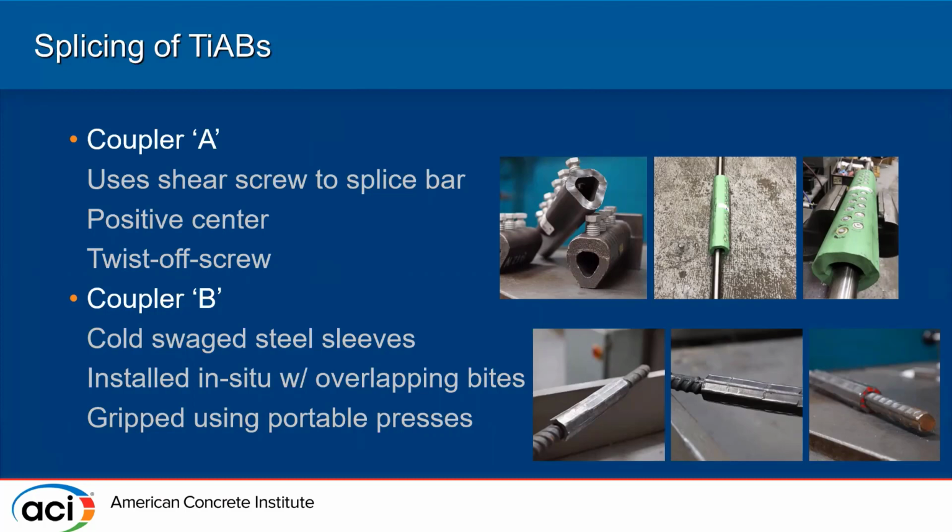The second coupler is coupler B. Again, you insert the bar from 2 ends and then you swage it, or grip it. This kind of coupler uses cold swage steel sleeves. Like I mentioned, they are installed in situ with overlapping bites, and they are gripped using portable presses.